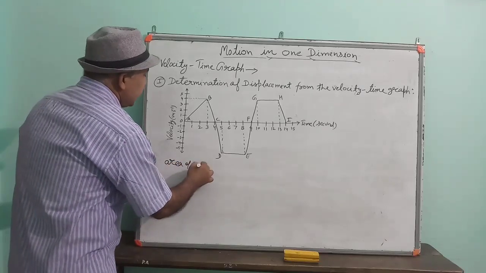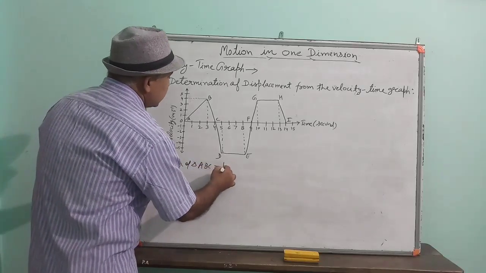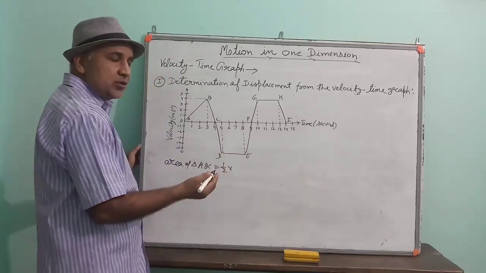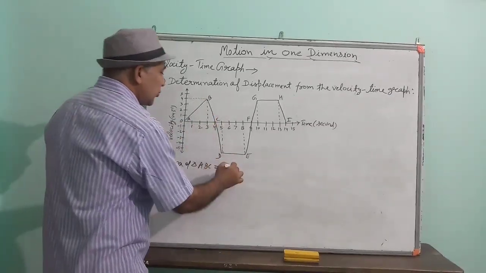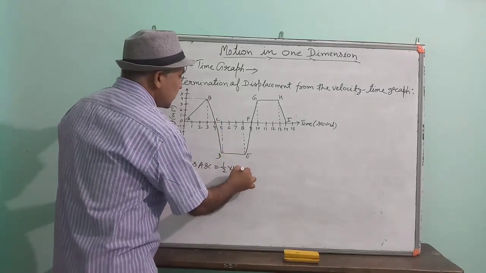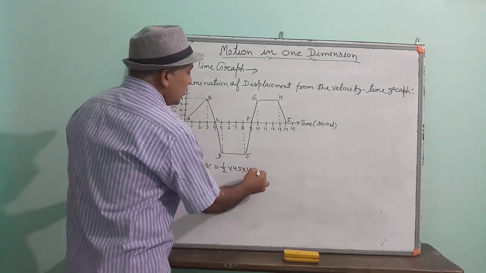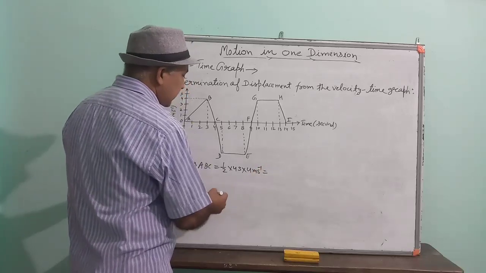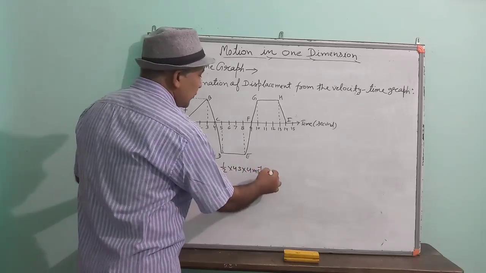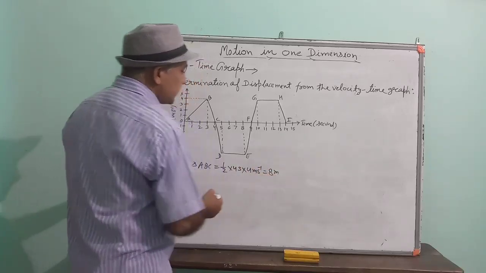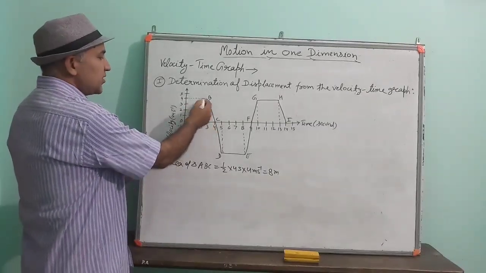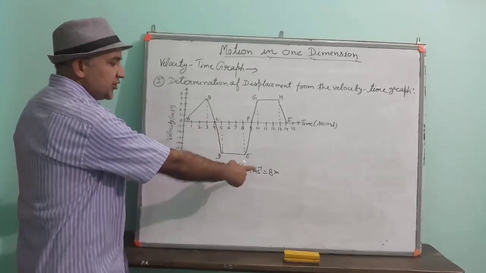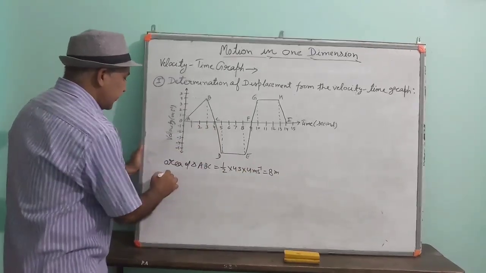First, the area of triangle ABC is equal to half into base into height. Here the base is 4 seconds and the height is 4 meters per second. By solving it, half into 4 into 4 is 8. So 8 meters is the displacement and distance both. In the case of the first one, triangle ABC, the distance and displacement are both 8 meters.